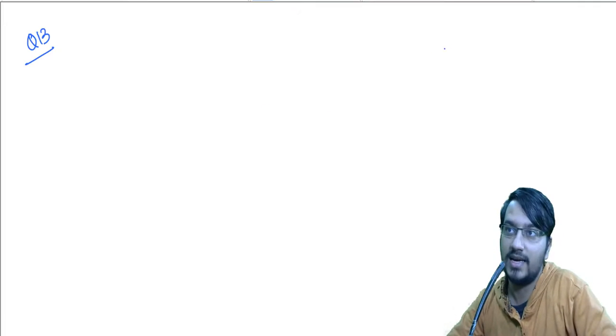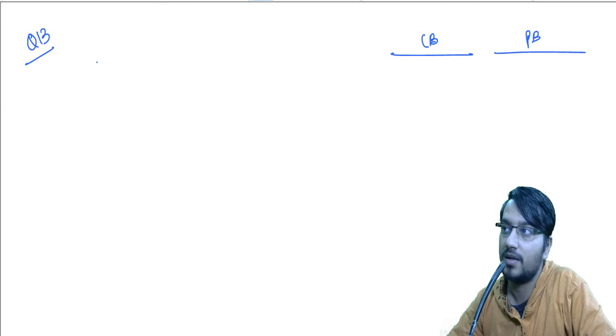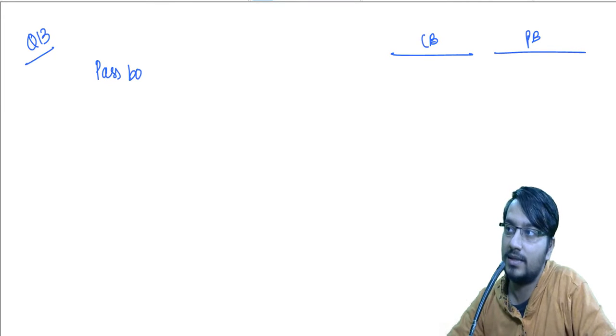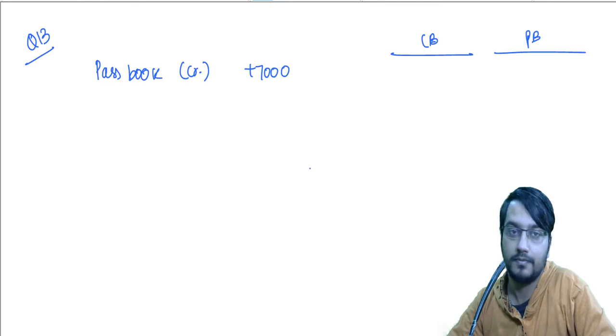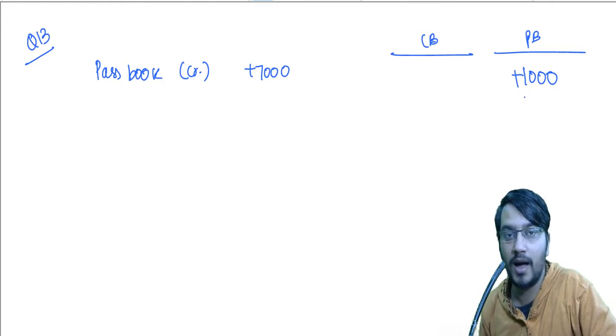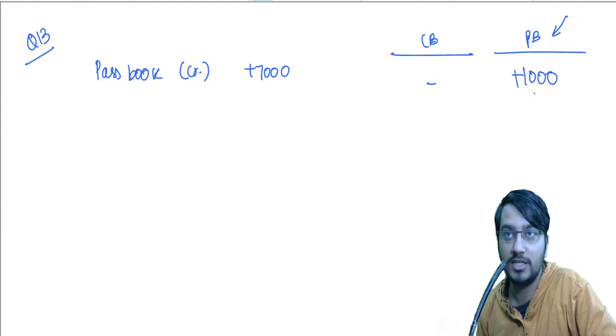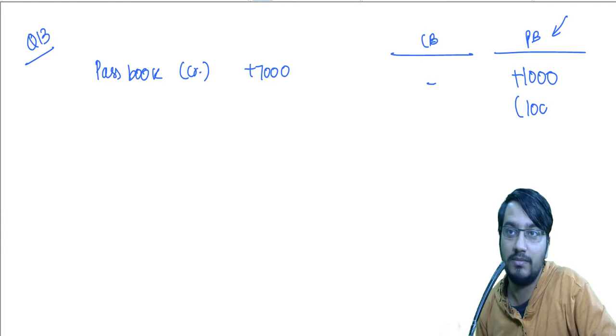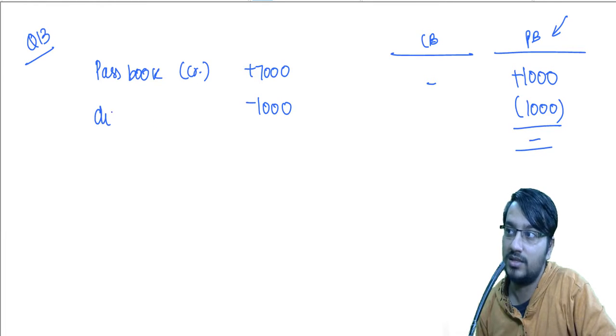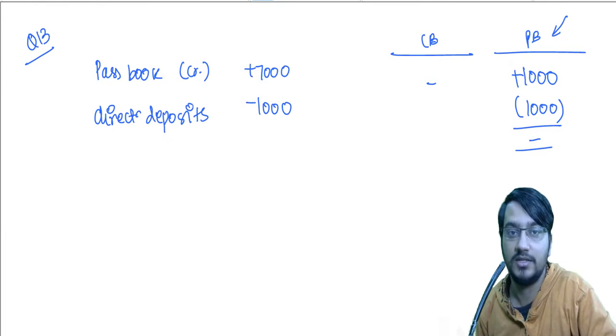So the analysis is cash book, passbook. This is the passbook balance, credit balance, 7,000 positive. 1,000 was deposited by the customer directly into my account. Nothing was entered in the cash book. Since the passbook is the starting point, I'll make the adjustment here so that both sides can become equal. So this is 1,000 minus. This is direct deposits by the customer.